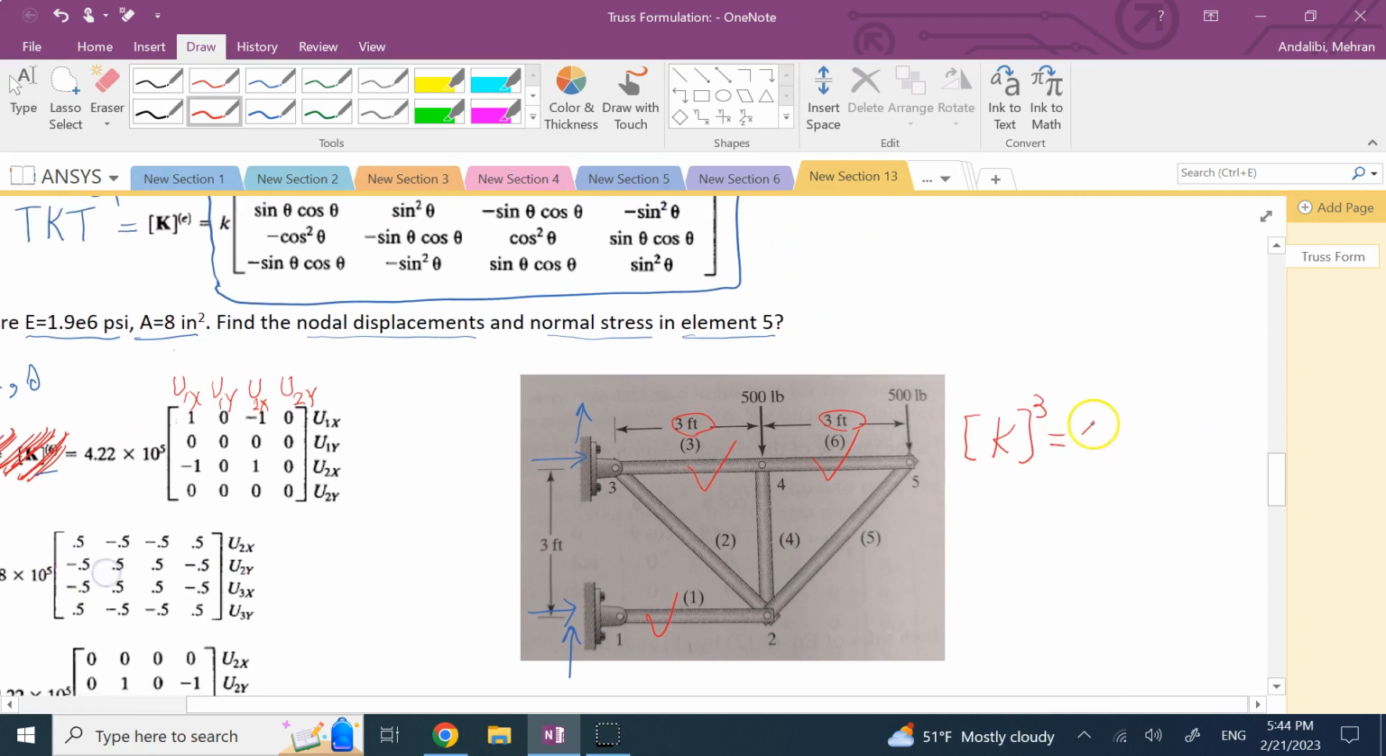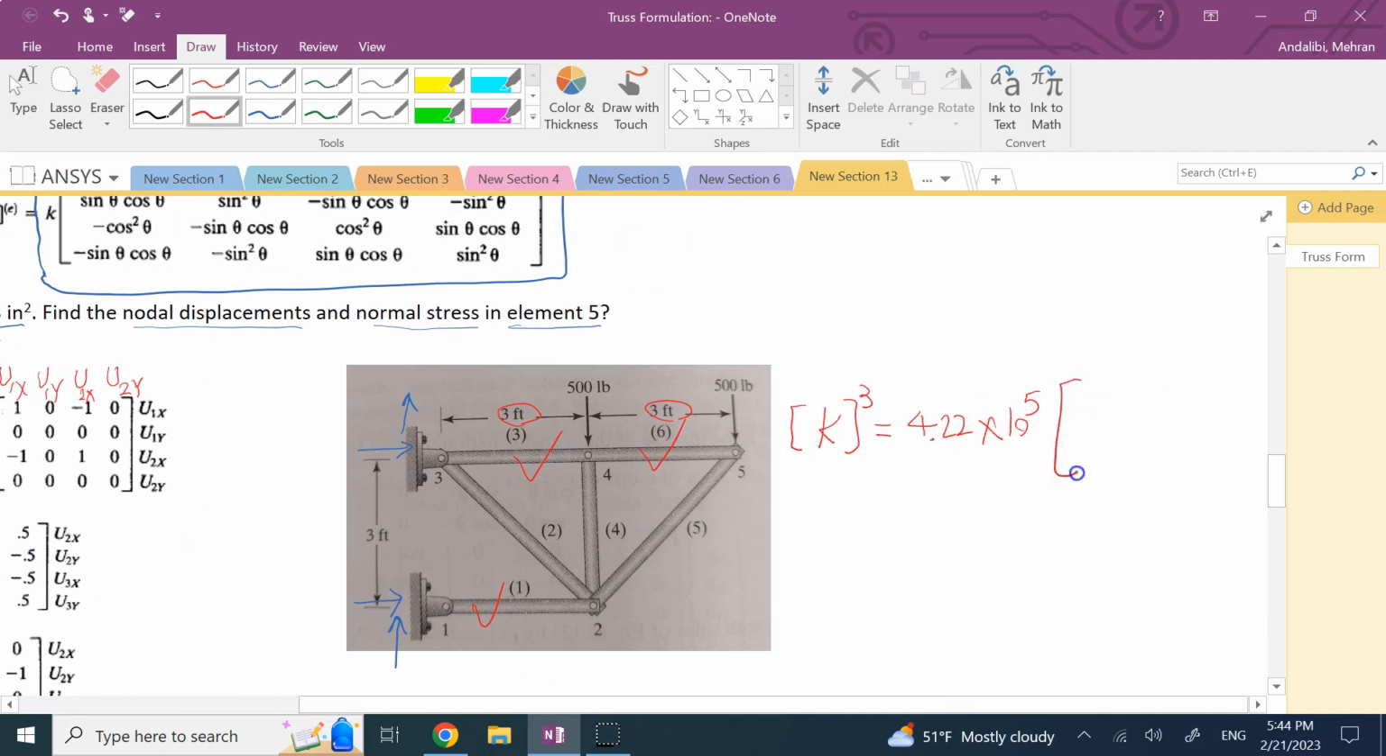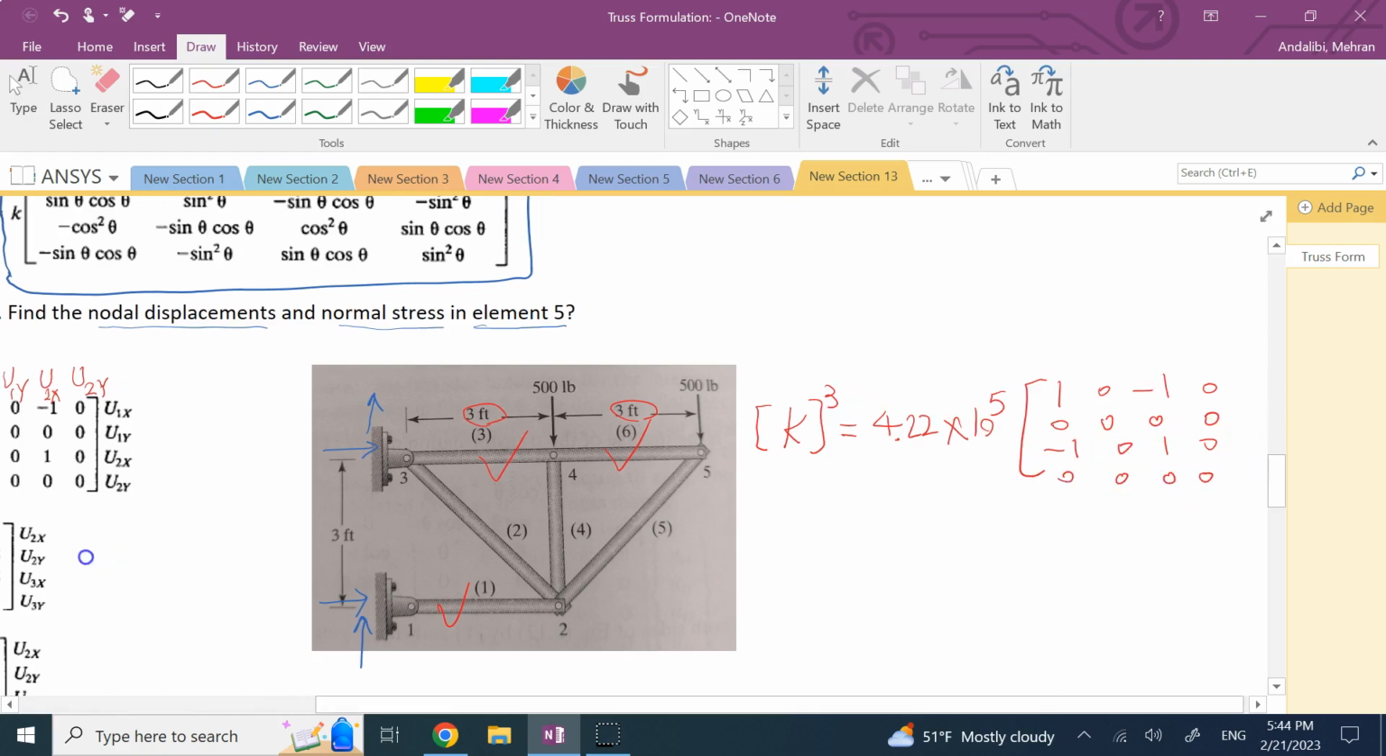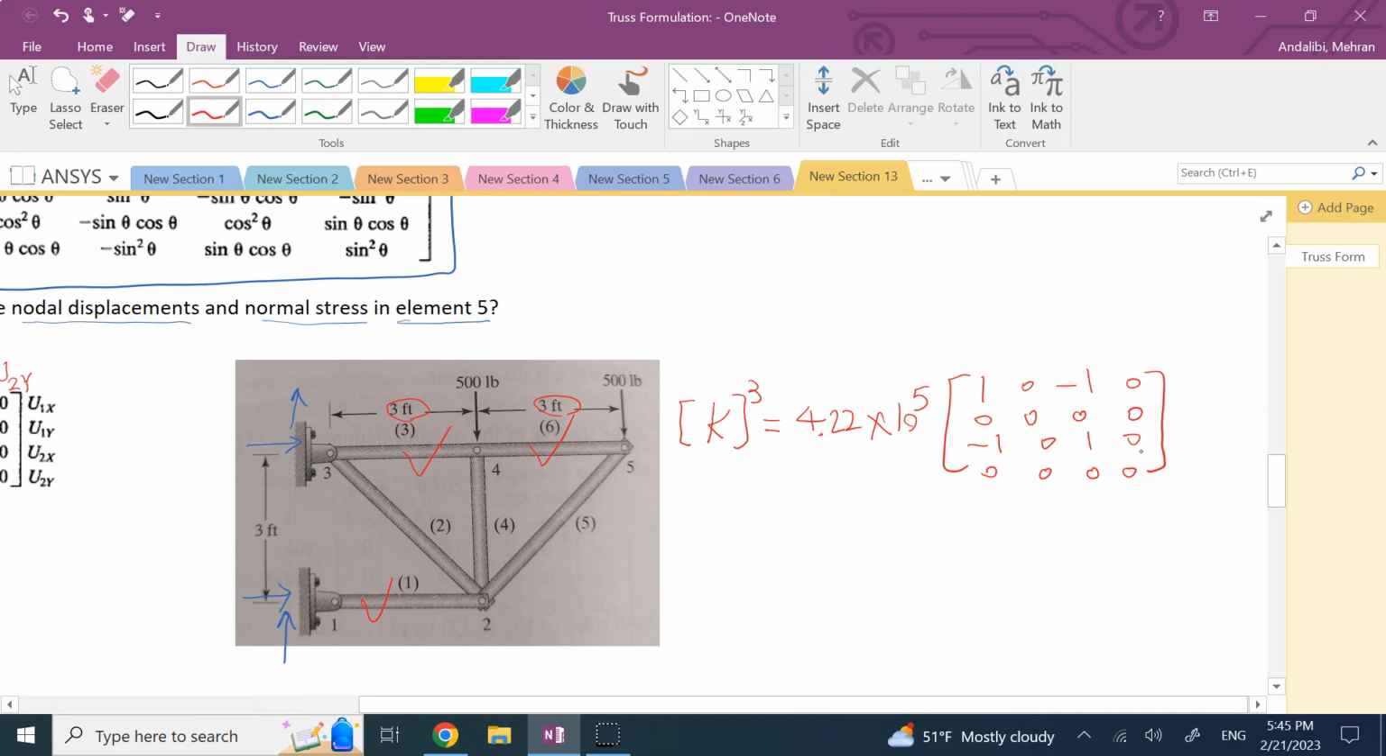it's going to be the exact same thing, 4.22 10 to the 5, and those numbers are 1, 0, negative 1, 0, negative 1, 0, 1, 0, 0, 0, 0, 0. But which nodes are on the side of member 3? You see the nodes are what? 3 and 4. So this is going to be U3X, U3Y, and then what? U4X, and U4Y, and the exact same thing goes to the rows.